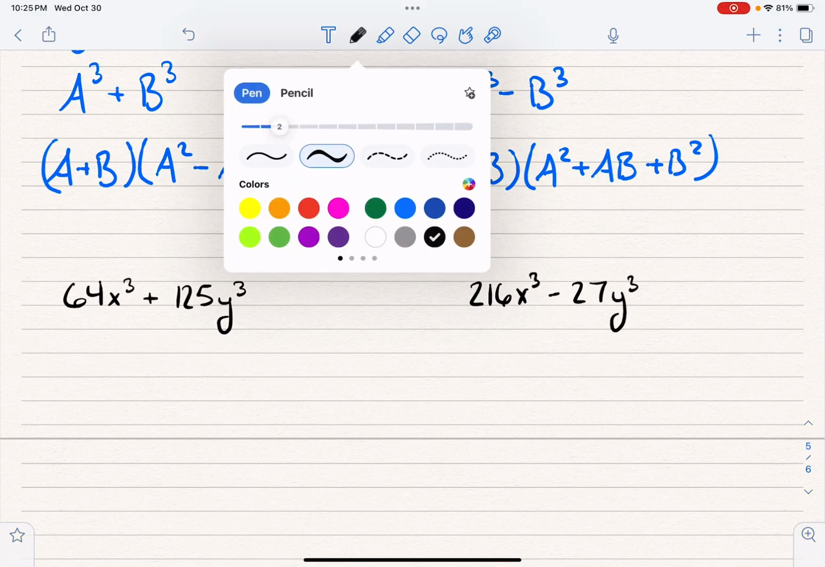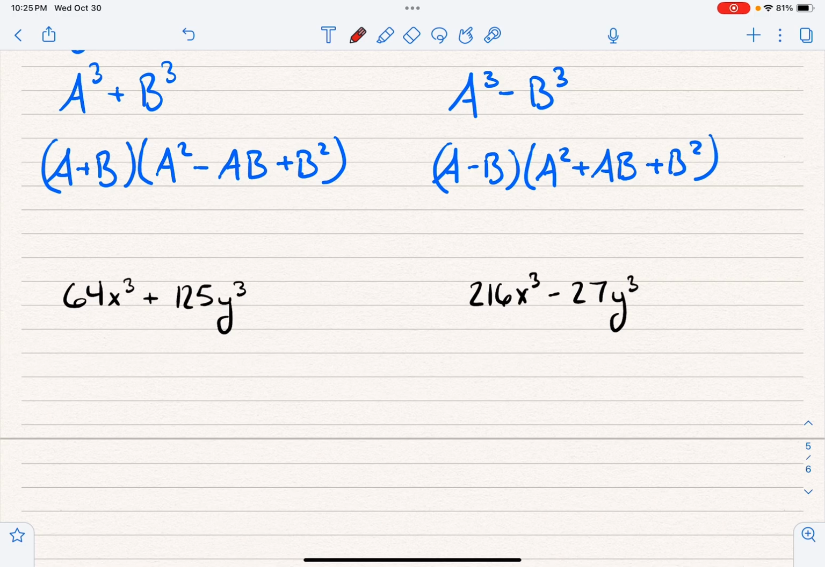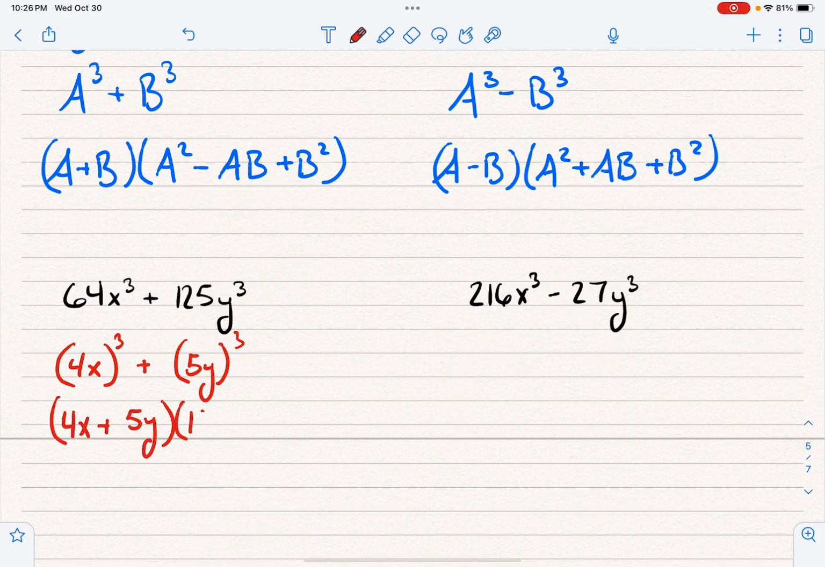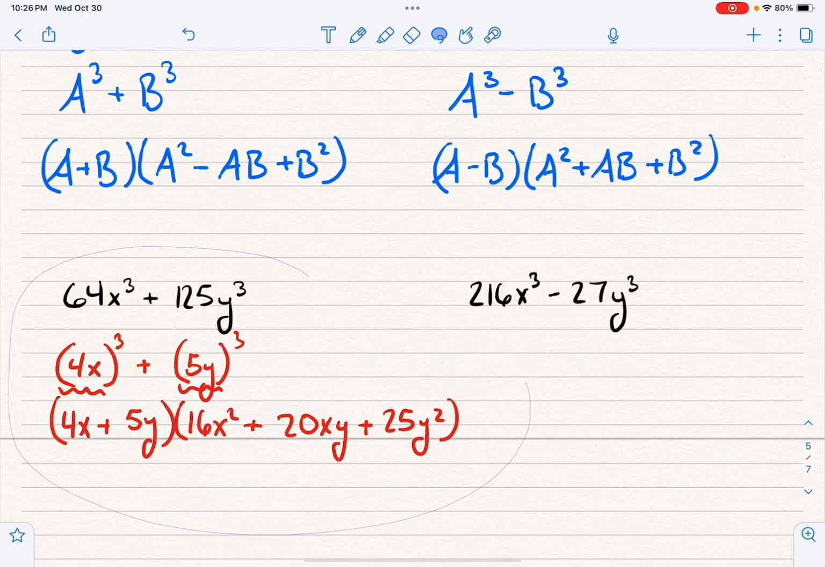Okay, hopefully after seeing these, you understand that 64x cubed is 4x being cubed, and 125y cubed is 5y being cubed. So those are the things that are inside those cubes, if you will. And so therefore this factors down to 4x plus 5y times 16x squared, because I have to square this, plus, and then I have to multiply the two. 4 times 5 is 20xy, plus, now I have to square this one, and I get 25y squared. And that is what you should get. All right. Move this over just a little bit.